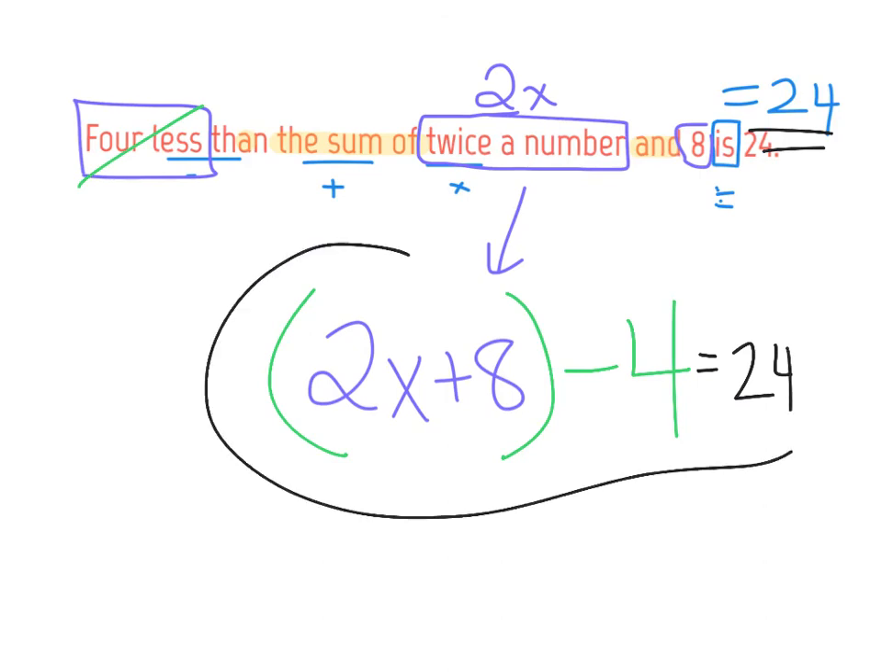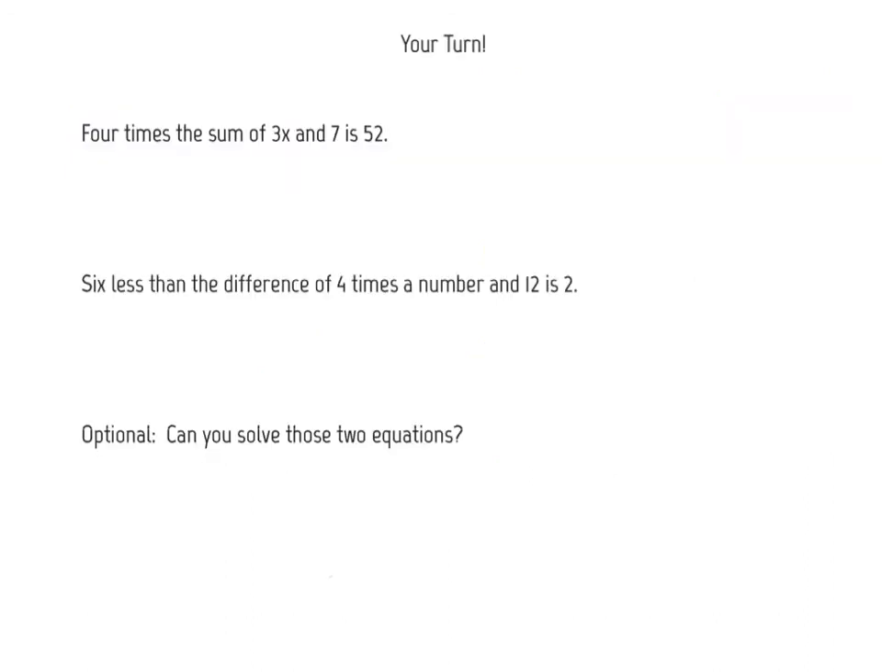So we have 4 less than the sum of twice a number and 8 is 24. Whew, we made it. All right, you know what time it is. Time for you to practice a couple and see how you do. So stop the video, try these on your own, and then come back to check it out.